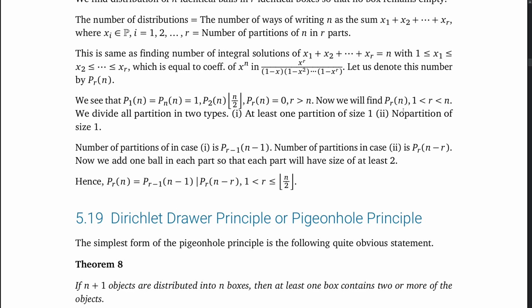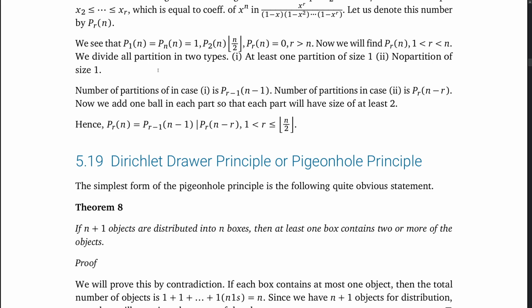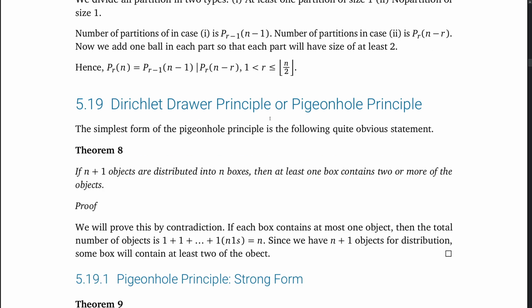Now I'll find P_r(n), where 1 less than r less than n. We divide all partitions into two types: at least one part of size 1, and no part of size 1. So we get that P_r(n) is equal to P_(r-1)(n-1) plus P_r(n-r), where 1 less than r less than or equal to floor of n by 2.